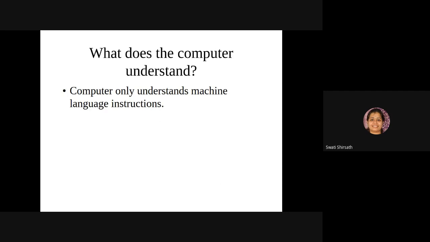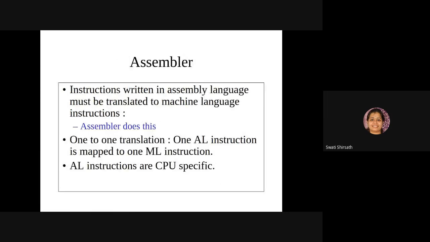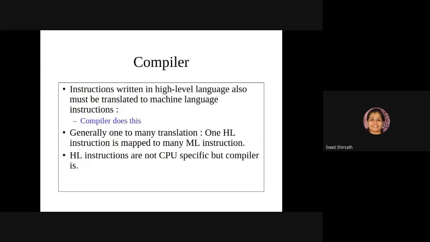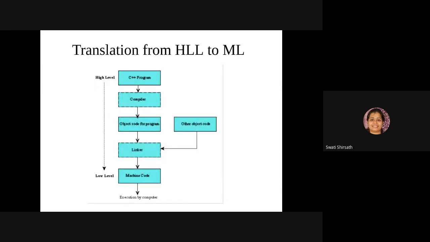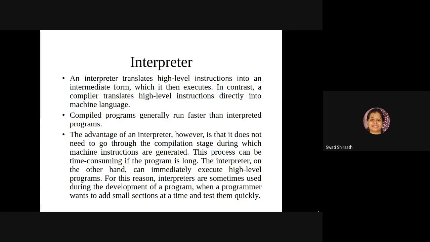What does the computer understand? Machine language. Okay, we are done with this one. Assembler, compiler. This is how we translate high level language into machine language, that is object code, which we call the .obj file. Then interpreter.